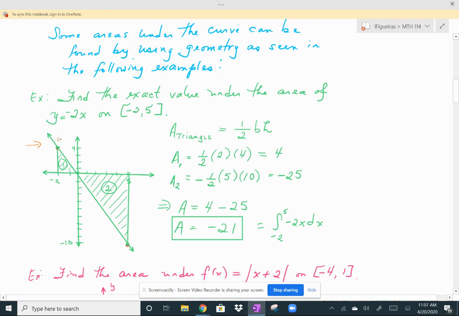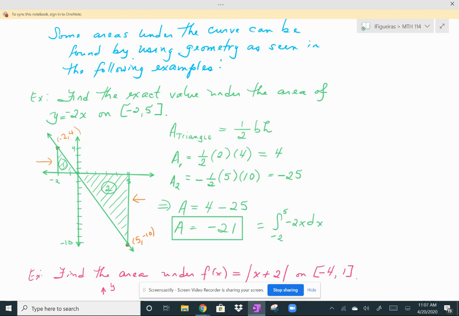At negative 2, it is 4. And at 5, it is negative 10. And then we just connect those two points. It goes through the origin. So you can see that when you look at the area of that line with respect to the x-axis, I really get two triangles. I get one triangle here, which will definitely be positive because it's above the x-axis, and one triangle here, triangle 2, that will be negative because it's below the x-axis.